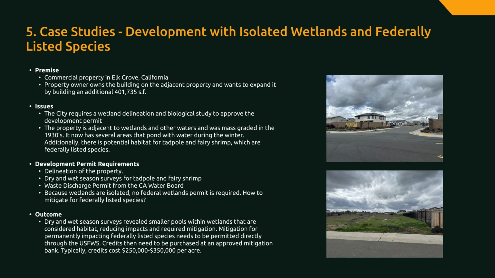2 acres. Mitigation for permanently impacting federally listed species needs to be permitted directly with the U.S. Fish and Wildlife Service and can cost up to $250,000 to $300,000 per acre. So this is a really important thing for our client, and we are still working through processing the outcome.